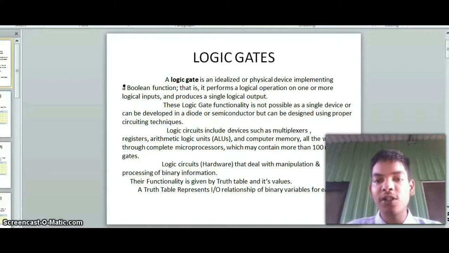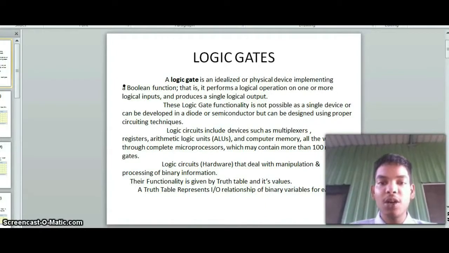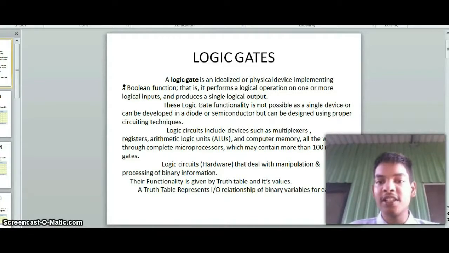I'll be discussing logic gates because they play a very vital role in designing K-maps and many other circuit devices. They also help in implementing Boolean operations. What are logic gates? Actually, logic gates are physical entities which help us implement Boolean operations. They can be idealized concepts or physical devices which take one or more logical inputs to produce a single logic output as per its functionality.